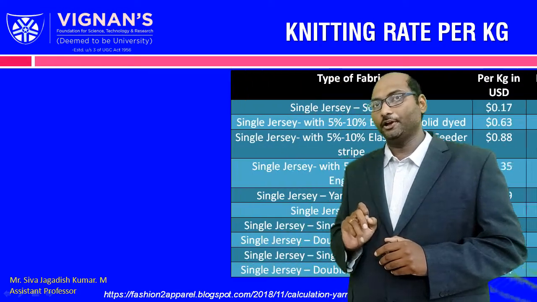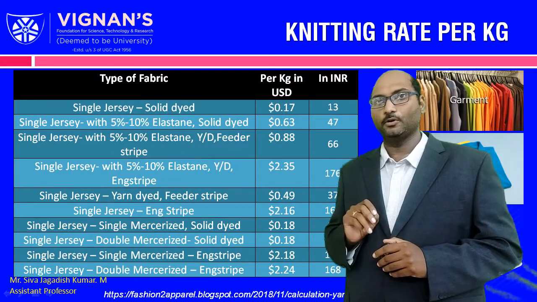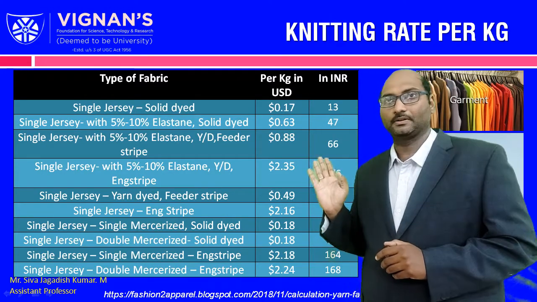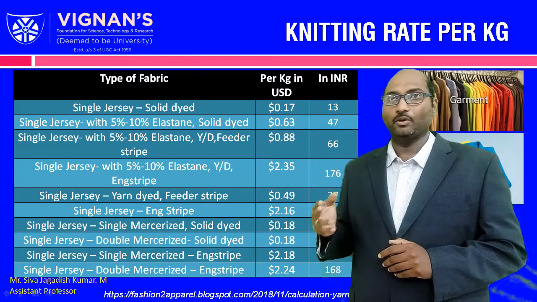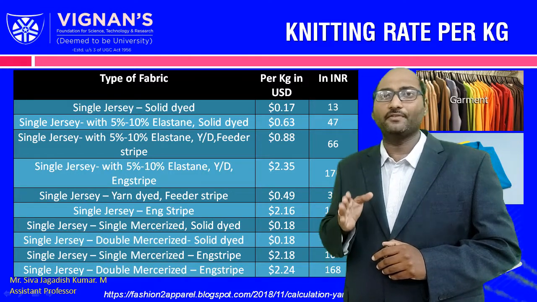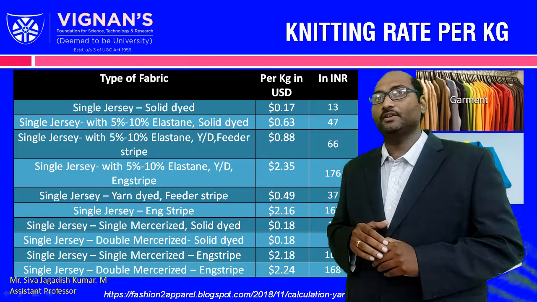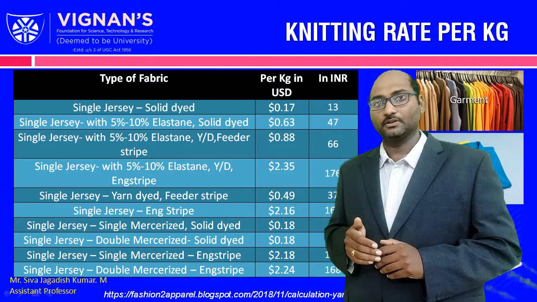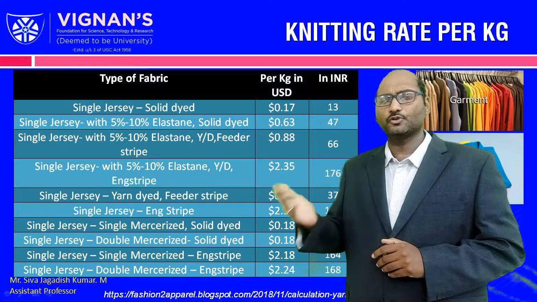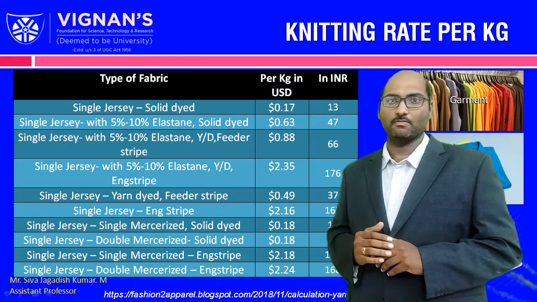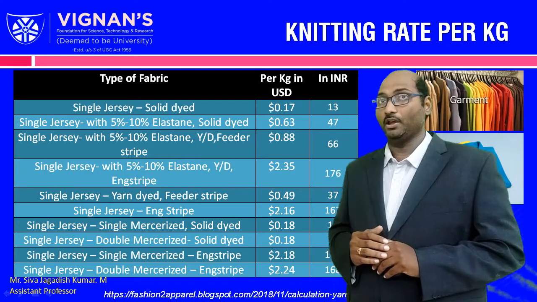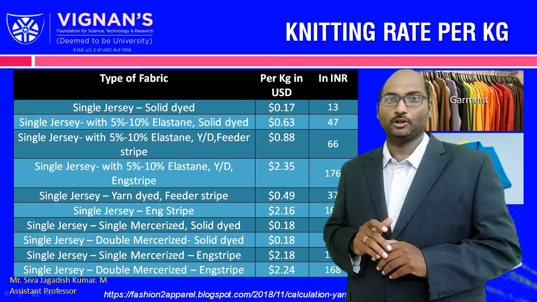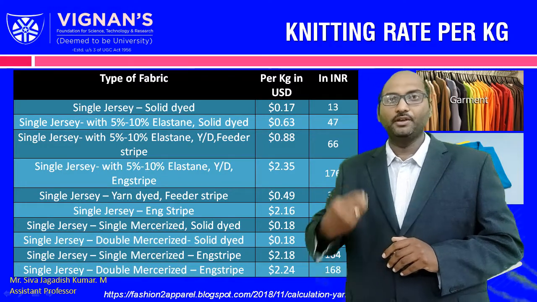According to the source Fashion Flow Apparel Blogspot in 2018, these are some of the figures. In US dollars, I have converted into INR by considering 75 rupees a dollar. In case of a single jersey solid dyed fabric, that means a grey yarn will be given which should just be converted into a single jersey fabric, the knitting rate would be 17 cents. That means only 13 rupees per kg. If you give yarn, I will convert it and give the fabric.